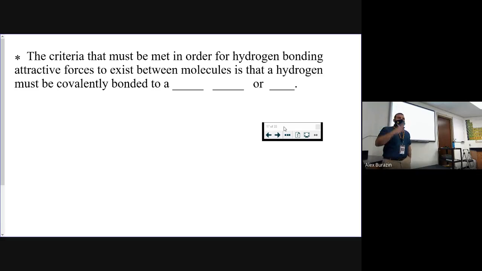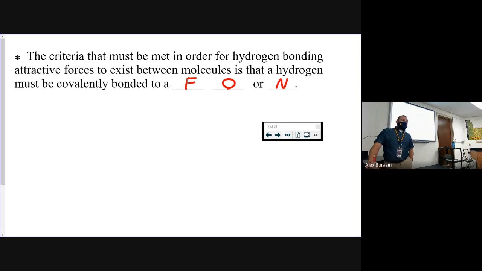So this is nothing really to answer, but the criteria that must be met in order for hydrogen bonding, attractive forces, to exist between molecules is that a hydrogen must be covalently bonded to a fluorine, an oxygen, or a nitrogen, FON. What do you know about these three elements? They are the three most electronegative elements on the periodic table.